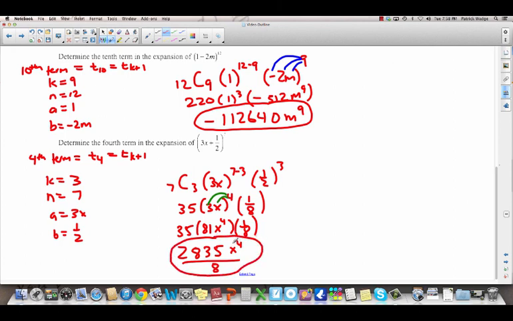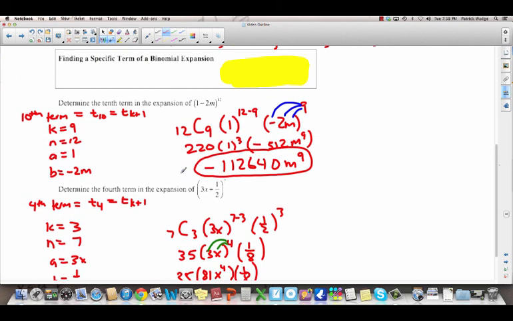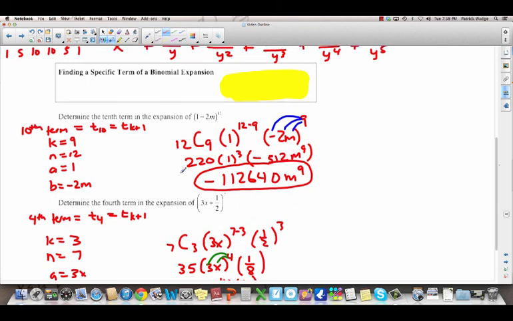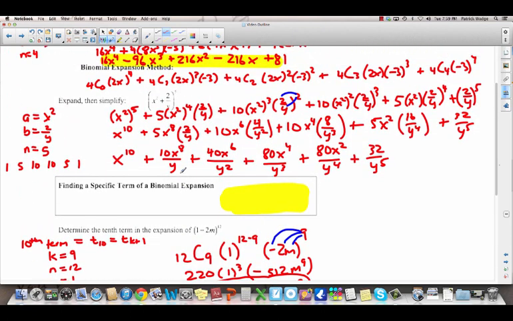This is the 4th term in that expansion. Okay, be careful, go slowly if you need to, but be methodical about it and follow the patterns, and you can do it.